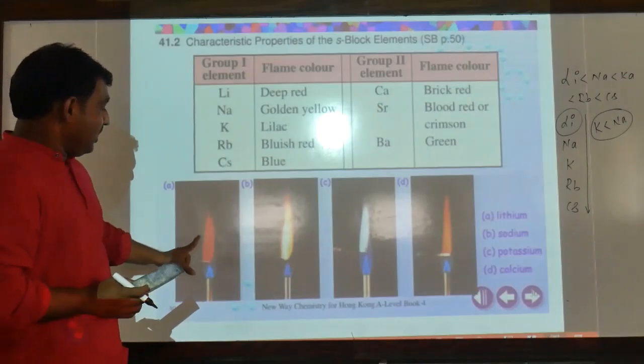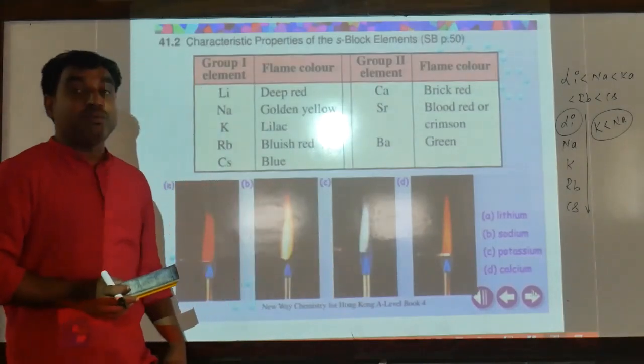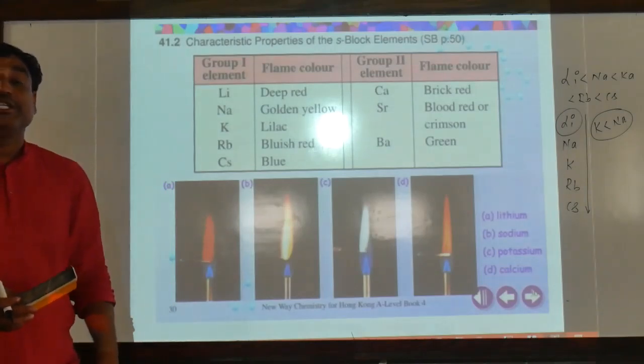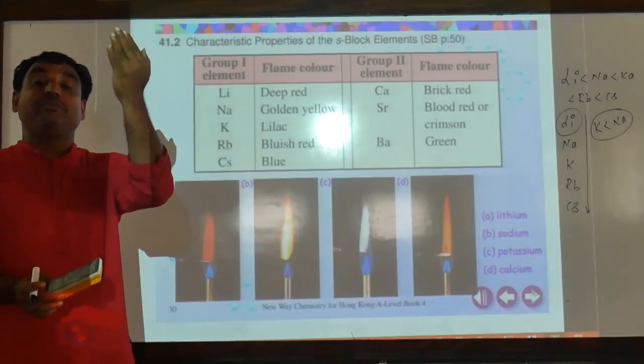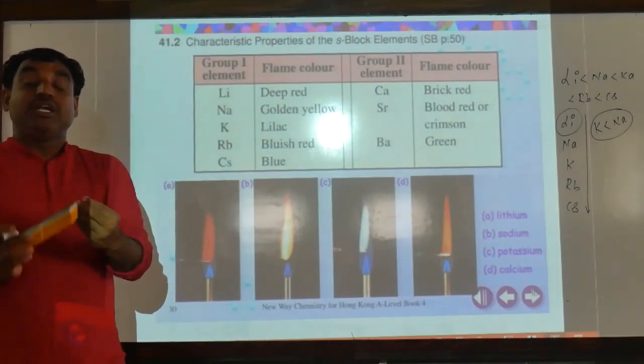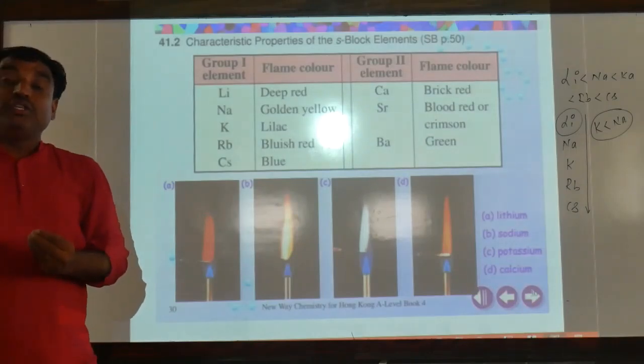These are particular colors that appear when we heat them in the flame, because of the excitation of electrons from the ground state to the excited state. While coming back to the ground state, that electron will exhibit the absorbed energy as radiation in the visible region.